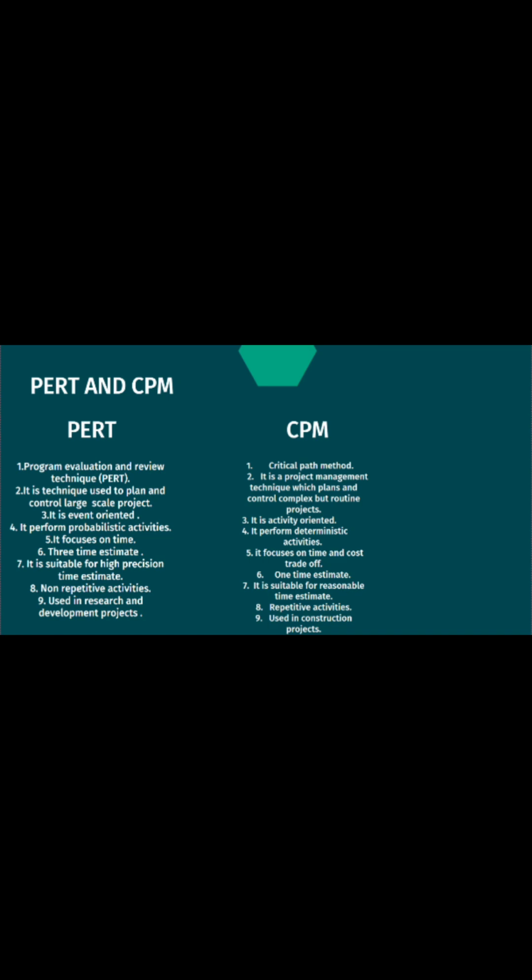PERT focuses on time, but CPM focuses on time as well as cost trade-off. PERT is suitable for high precision time estimates, whereas CPM is suitable for reasonable time estimates. PERT performs non-repetitive activities, but CPM performs repetitive activities. We use PERT in research and development projects, but we use CPM in construction projects. Both are different and both perform different work as well.